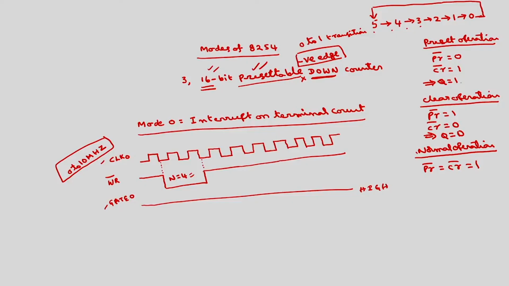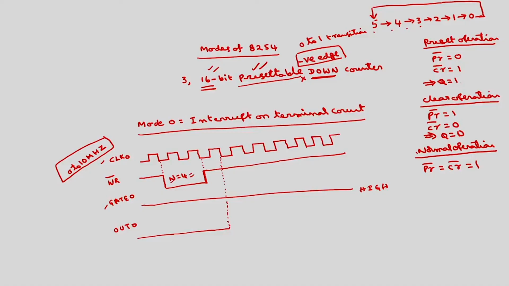Then once WR bar goes to high, at the next immediate negative edge transition... initially out will be 0 only. Now, when n is equal to 4 and WR bar goes from low to high, after becoming high, at the next negative edge of the clock, this counter will start counting.